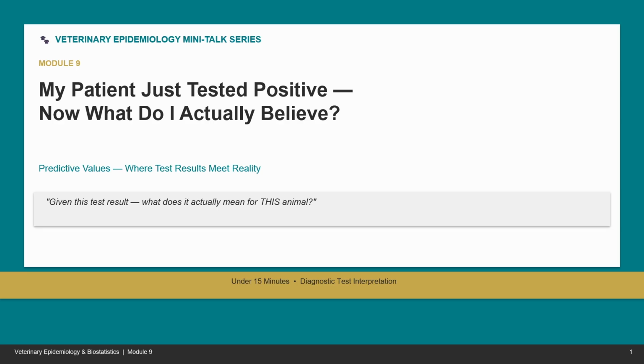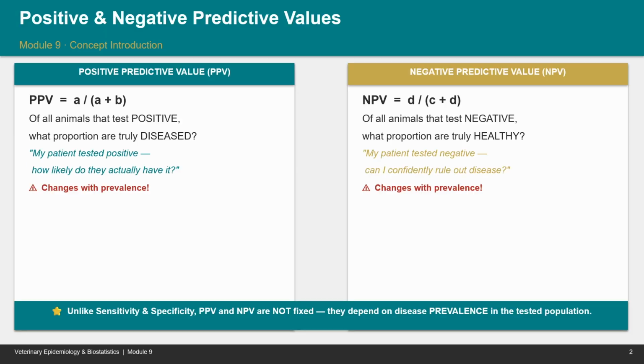My patient just tested positive. What's the probability they actually have the disease? That's the positive predictive value. Let's explore. Predictive value, PPV, is calculated from the positive test row. Of all animals that tested positive, how many truly have the disease?